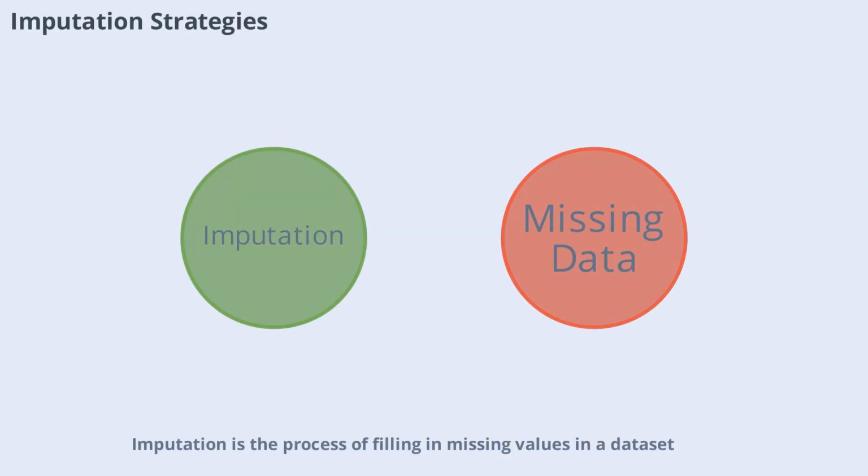Imputation is the process of filling in missing values in a dataset. Common strategies include mean, median, or mode imputation, as well as more advanced techniques like KNN or model-based imputation. Choosing the right imputation method can significantly impact model performance, especially when missing data is common.